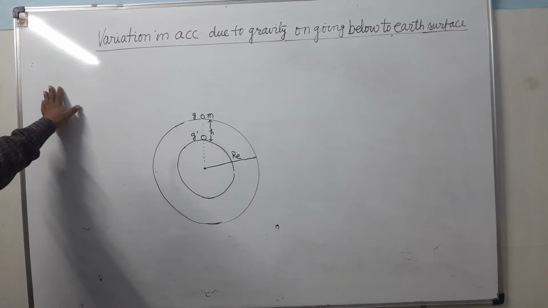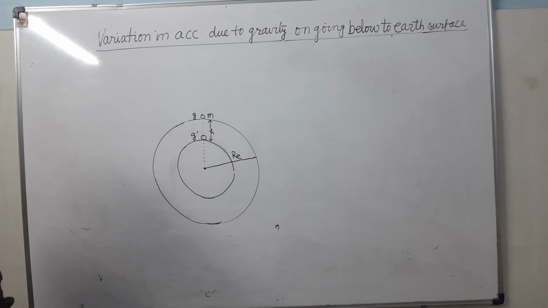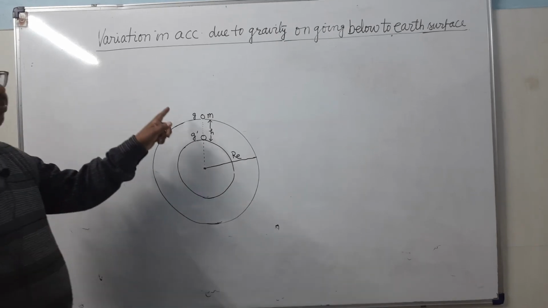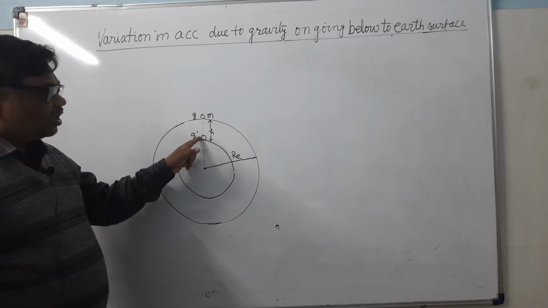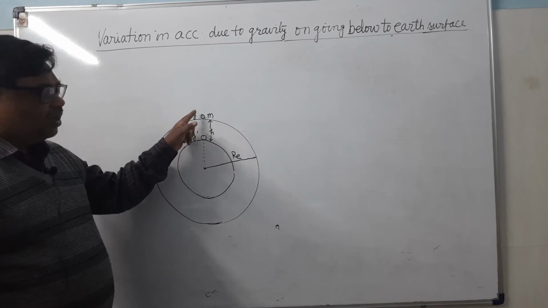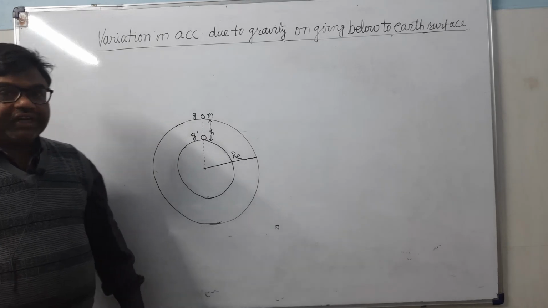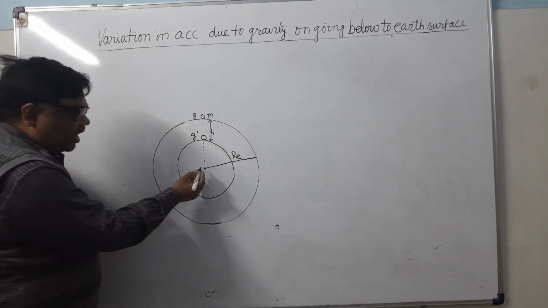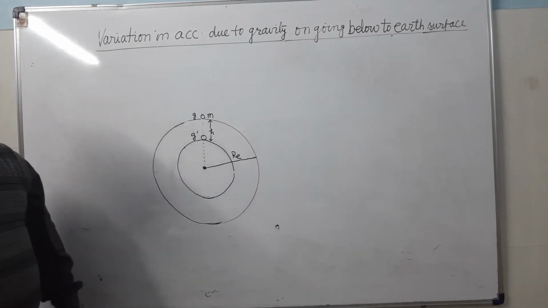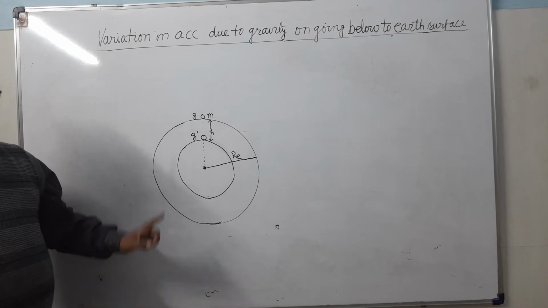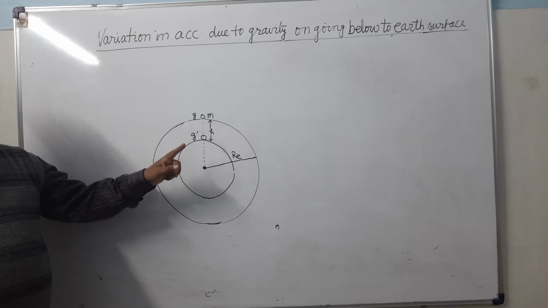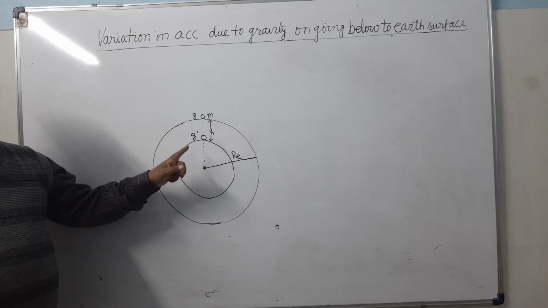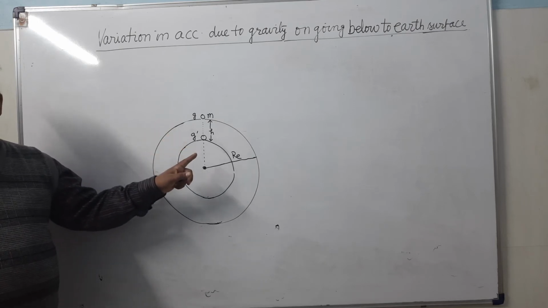So now we will see the variation in acceleration due to gravity on going below the earth surface. On going below the earth surface, what will happen? Acceleration due to gravity decreases, and we will find that at the center of the earth it will become 0. And when the value of g becomes 0 at the center of earth, what will happen? The body will reach the state of weightlessness.